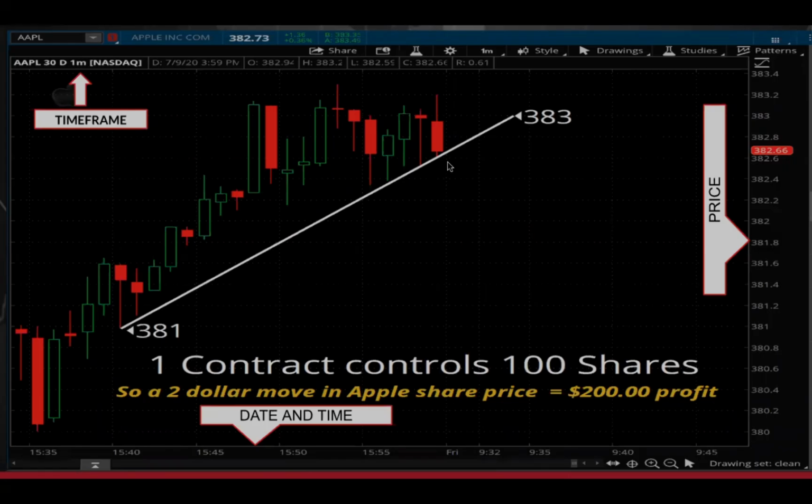But let's say I bought an options contract at 381. And then all of a sudden, 20 minutes later, Apple is up $2. Well, if every contract controls 100 shares, that means for every dollar move, I should be up $100. So I should be, in theory, up $200 on my options contract, and I can sell it before the market closes at 4 o'clock.